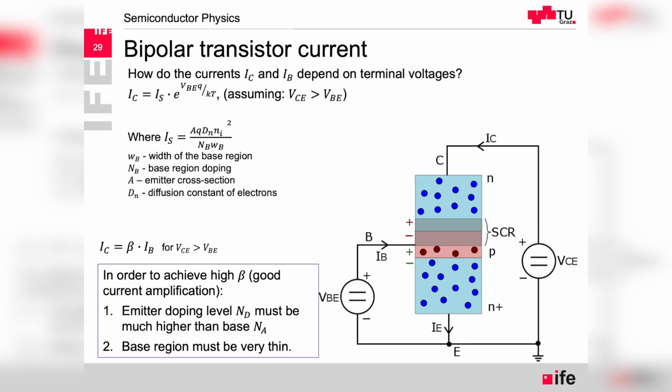So we would like to have a lower probability for recombination and a small space charge region on the base side, so more extending to the collector than to the base. And therefore, we have a higher doping on the emitter than on the base.